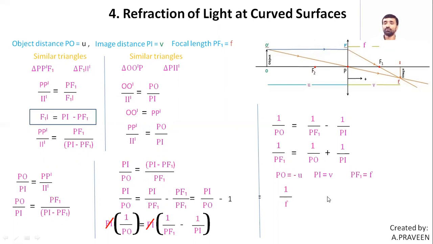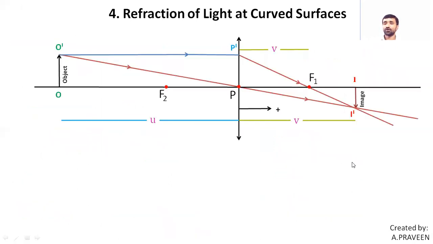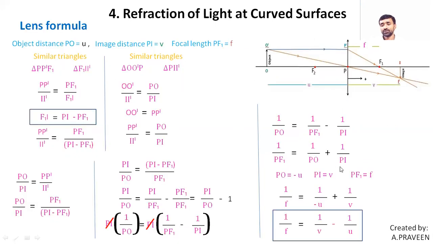That is equal to 1 by PO. PO is object distance. It is a negative symbol. So minus U substituted. Plus 1 by PI. PI according to sign convention is positive. Substituted. So what I got here: minus 1 by U and plus 1 by V. Negative term second, positive term first. So 1 by F is equal to 1 by V minus 1 by U. So this is here called the lens formula. Right? That is what we are calling the lens formula.